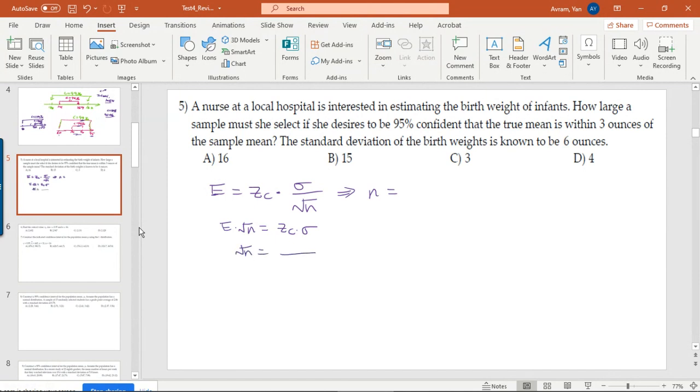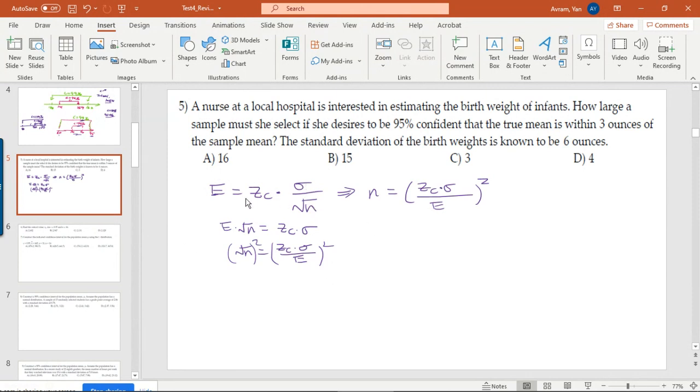So I have square root of N will be G sub C times sigma over E, right? You solve for N. So in order to get N out from the square root, I will square both sides. So that way we have N is equal to G sub C times sigma over E, but don't forget you need a square. So that is the sample size formula.